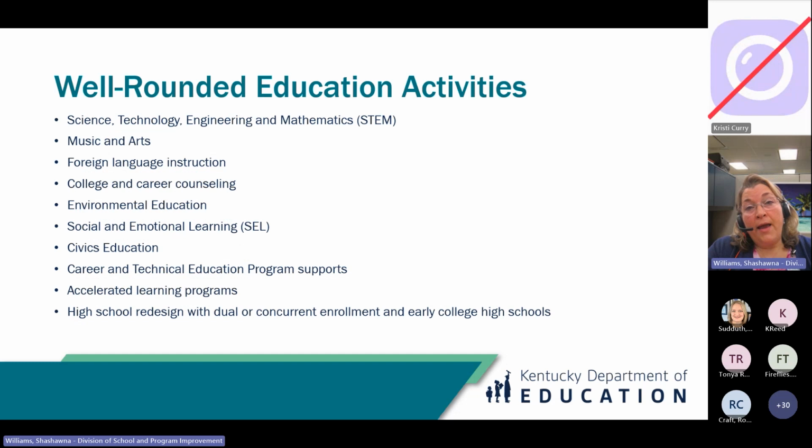Remember that there are different categories within Title V, so there are many initiatives that can be approved. Well-rounded education activities would include things like STEM, music and arts, foreign language, college and career counseling, environmental education, social and emotional learning, civics education, career and technical education program supports, accelerated learning programs, and high school redesign with dual or concurrent enrollment in early college high schools.